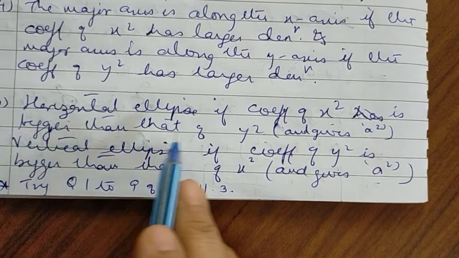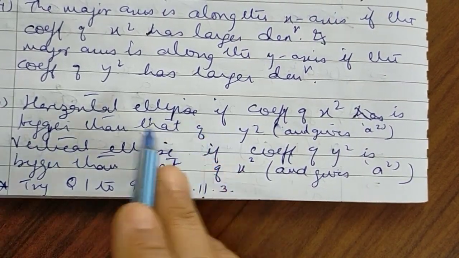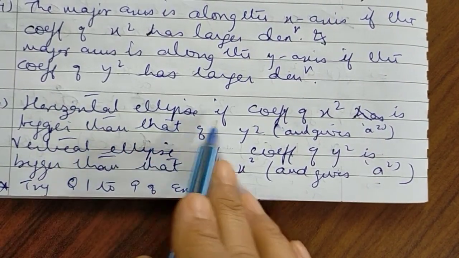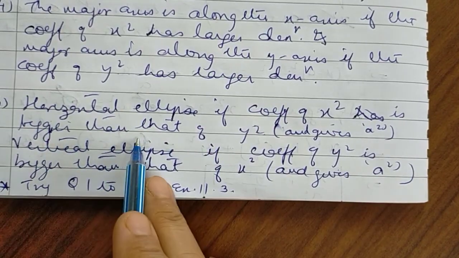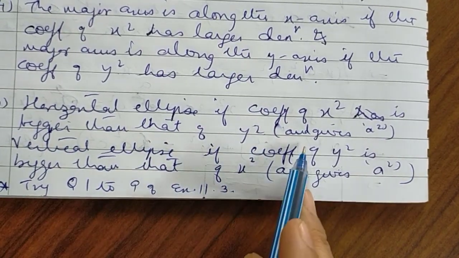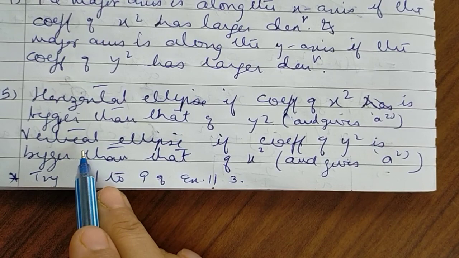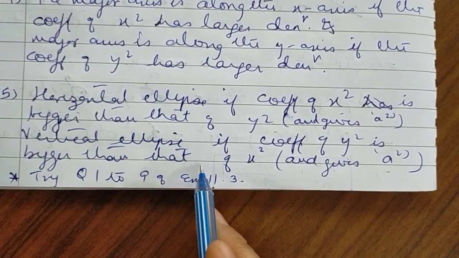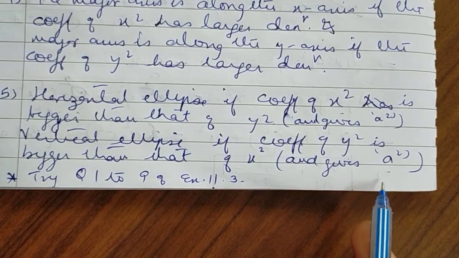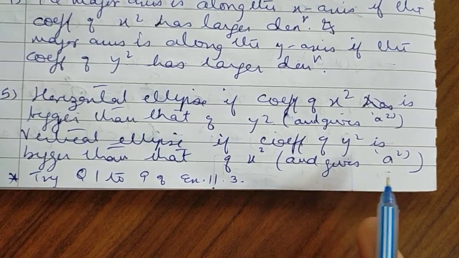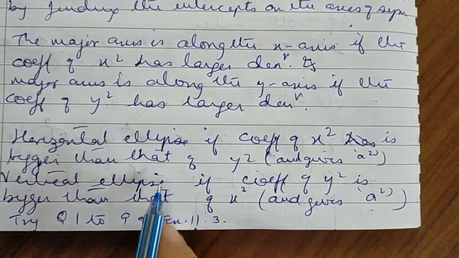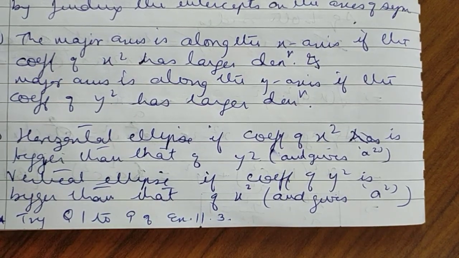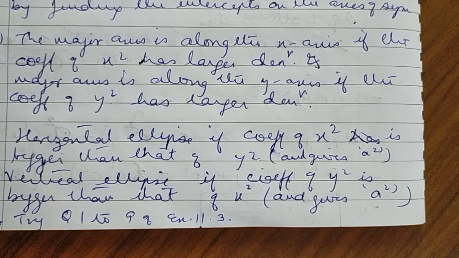Fifth point: it is a horizontal ellipse if the denominator of x square is bigger than that of y square, and it gives us the value of a square, and it is a vertical ellipse if the denominator of y square is bigger than that of x square and gives us the value of a square. So just go through all these things and try out questions number 1 to 9 of exercise 11.3.